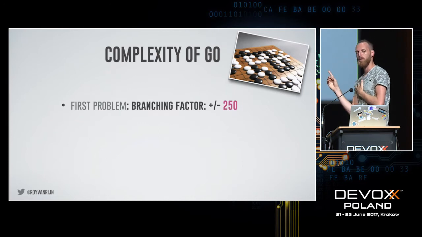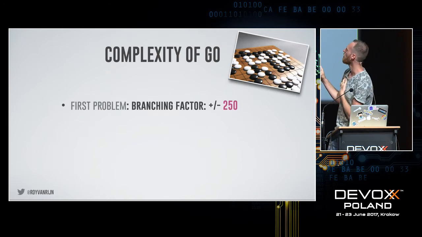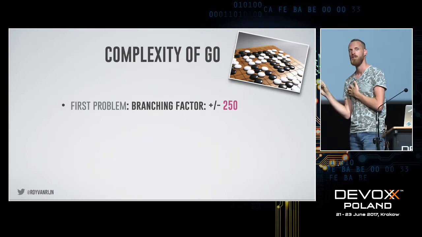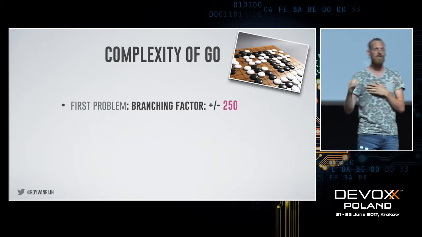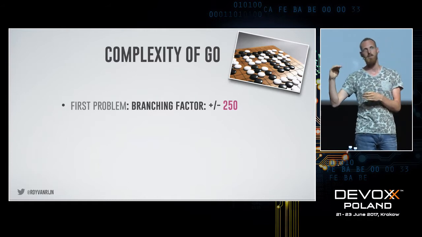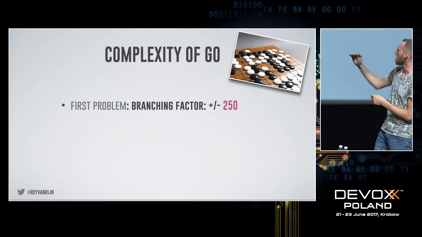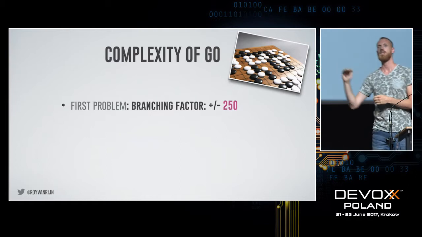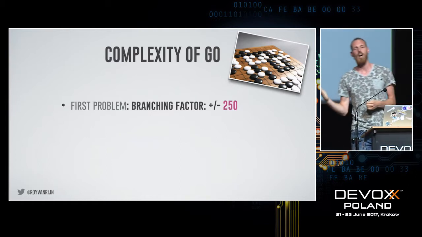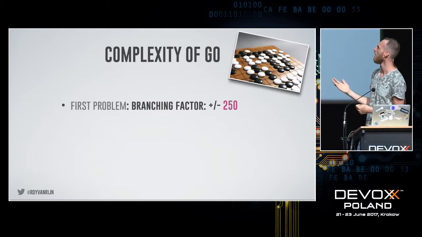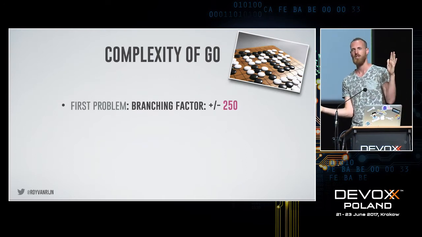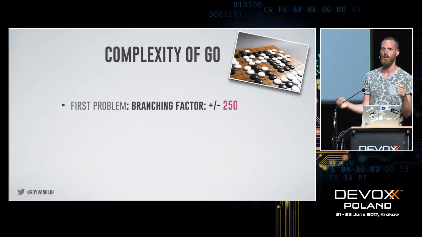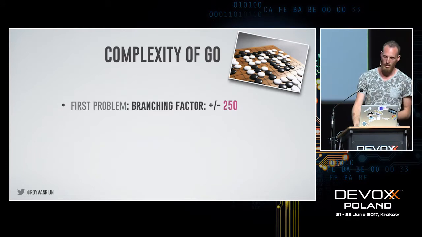The first problem of Go is that the branching factor is about 250. Chess had 35, so for each step it's 35 times 35 times 35 times 35. This is 250 times 250 times 250. So it's a lot more. It grows a lot faster. And that's all because the board is humongous. It's 19 by 19, so a lot of possible moves.